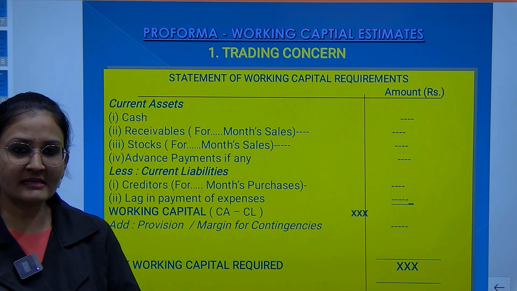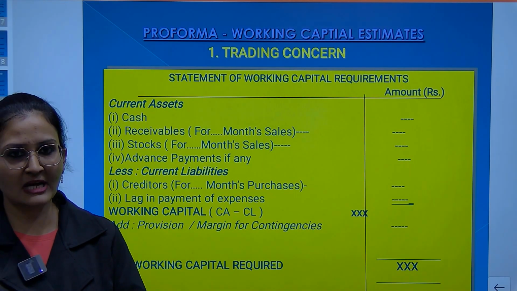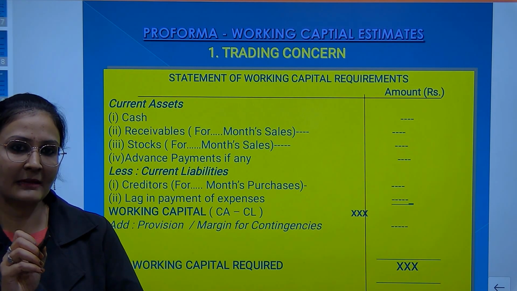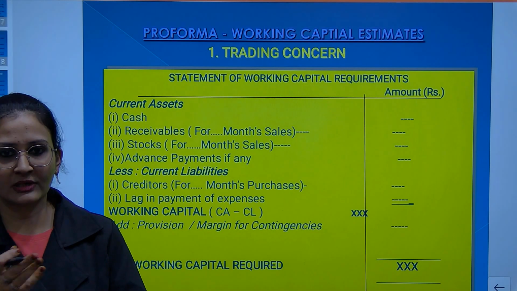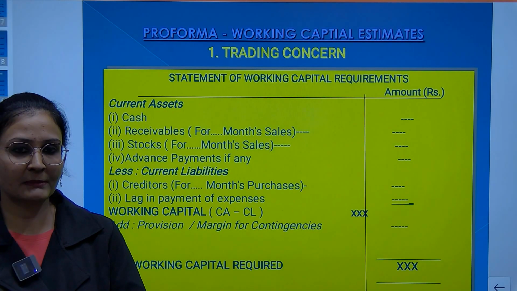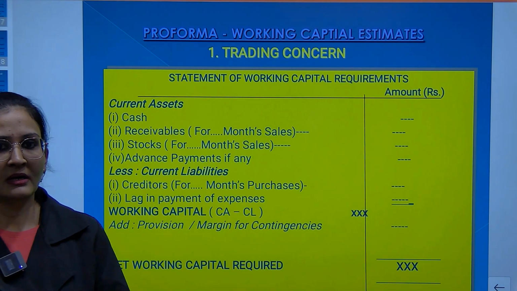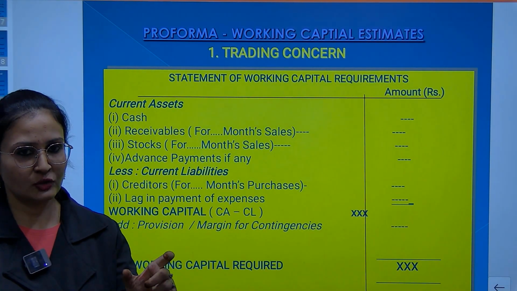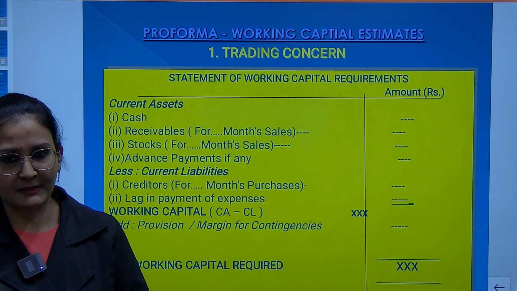So under current assets, these are a few examples: cash, receivables, stocks, advance payment, which is known as prepaid expenses, etc. Then you have to deduct your current liabilities from your current assets, and your current liabilities can be creditors, lag in payment of expenses, etc. Okay, and when you deduct your current liabilities from your current assets, you will get your working capital.